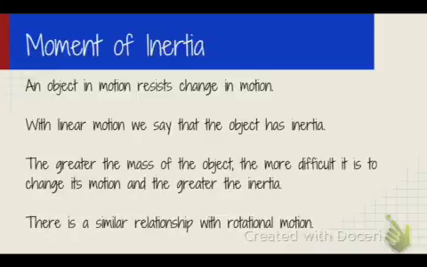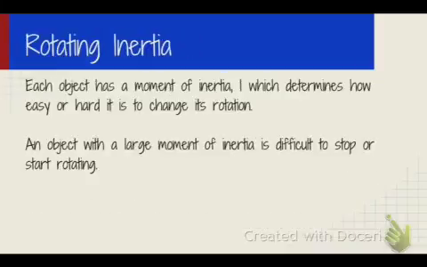The greater the mass of the object, the more difficult it is to change its motion, and therefore the greater the inertia. There is a similar relationship with rotational motion. In this case, we talked about rotating inertia, or the moment of inertia. So each object has a moment of inertia, I, which determines how easy or hard it is to change its rotation, just like it is to change the motion of a linear object. An object with a large moment of inertia is difficult to stop or start rotating.